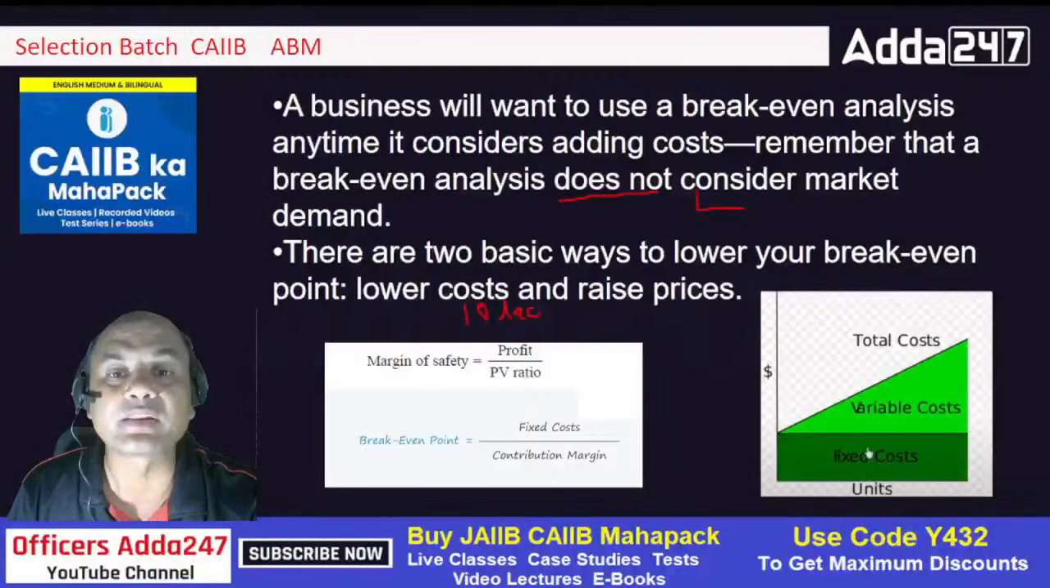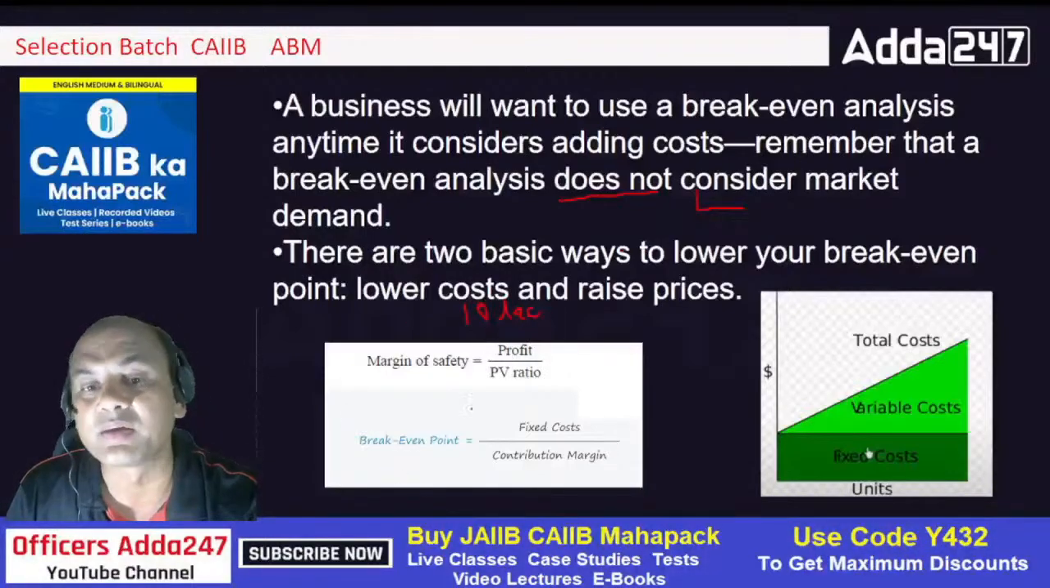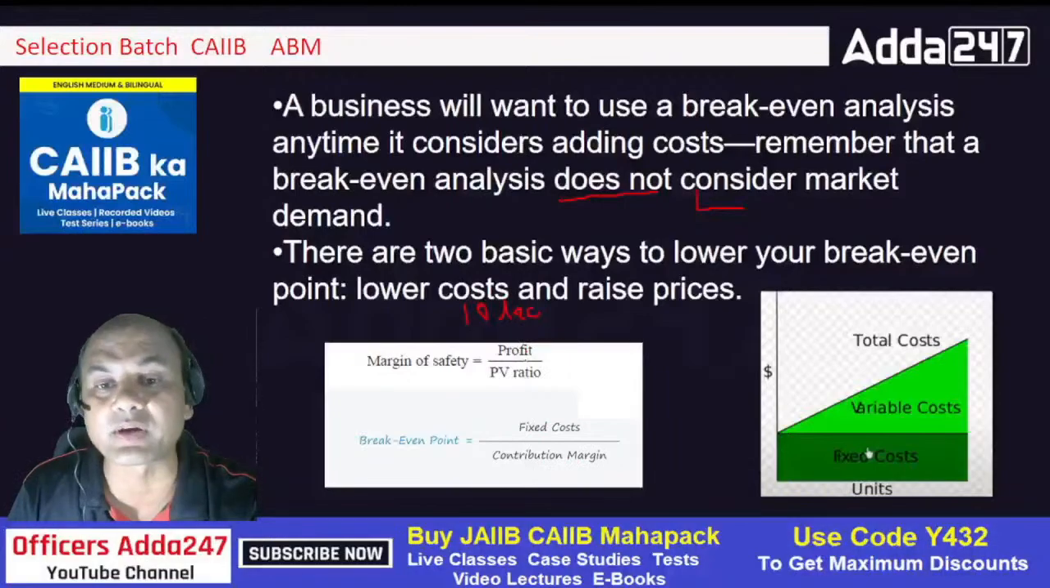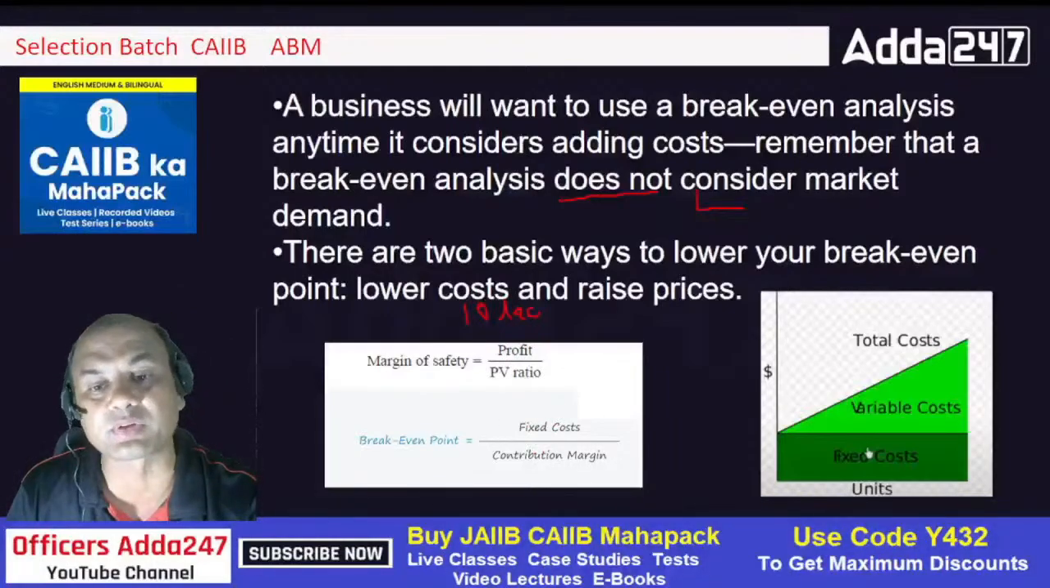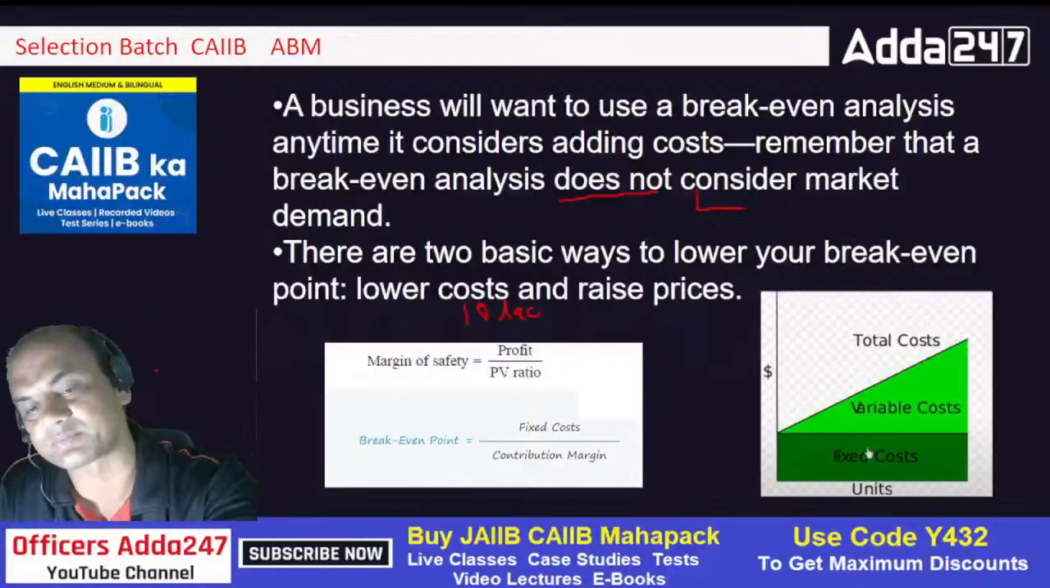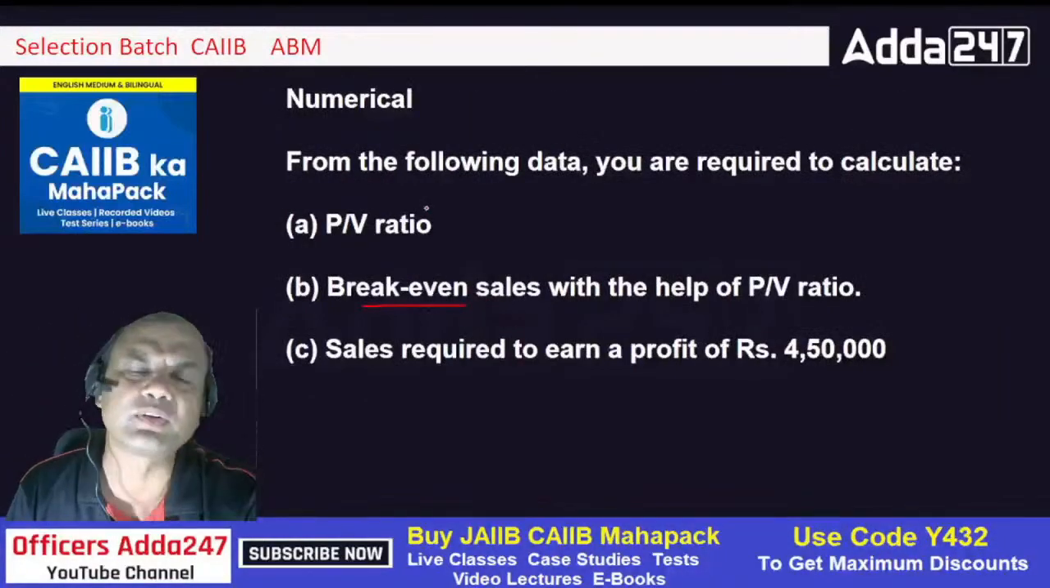Okay, now we'll come to the formula also. See, these are the two important formulas over here. Break-even point is equal to fixed cost upon contribution, and margin of safety is equal to profit upon PV ratio. These two you have to remember always. Break-even equals fixed cost upon contribution, margin of safety equals profit upon PV ratio. Now let's solve a numerical.